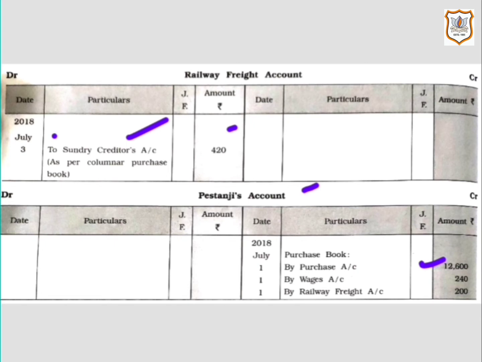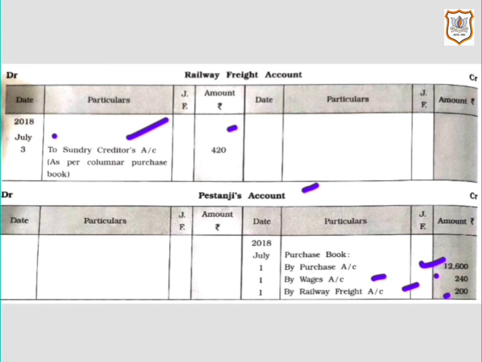Then we have to pay wages, that is 240 to P.N.AMERSEY. So here we will record it on credit side. In particular column we will write by wages account. Then with that we also have to pay 200 for railway freight to P.N.AMERSEY. So we will show it separately, and in particular we will write by railway freight account.